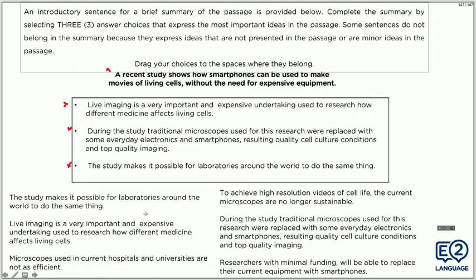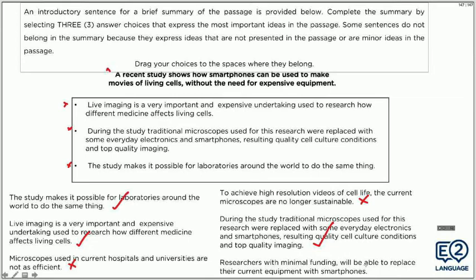Now, some of the things we could have eliminated were, well, this one we used, definitely. This one, that the microscopes are no longer sustainable. It didn't say that. Yes, live imaging is very important and expensive. Microscopes used in current hospitals and universities are not as efficient. It didn't say that. During the study, traditional microscopes used for this research were replaced with some everyday electronics. No, it didn't say that. Actually, yes, it did, sorry.